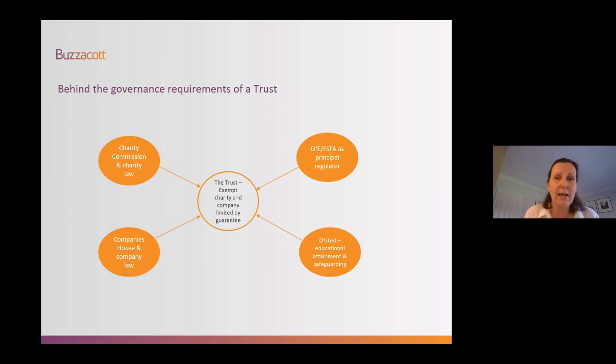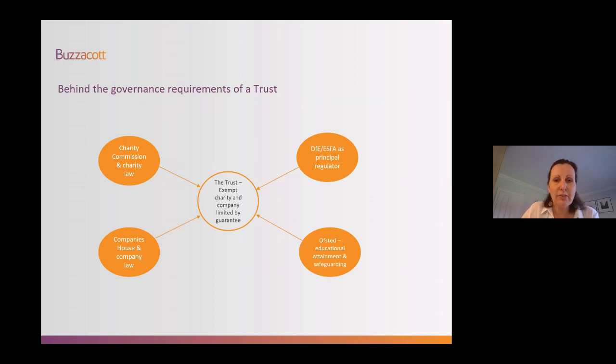As companies limited by guarantee, you also have to comply with company law and filings with Companies House. And then very much on the educational side of things, you have Ofsted, for example, making sure the academic performance and the safeguarding are there. So as governors and trustees of an academy trust, it's really key that you understand the requirements of all of these regulators, particularly relating to the governance of the trust, drilling down into financial and other areas as well, risk management, for example, being one of those.